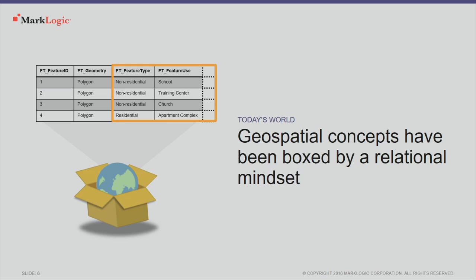Well, I've defined my table of buildings with a geospatial column. They're represented by polygons, and there's a fixed schema associated to that. So for a building, I have a feature type column that defines how this building is used, and I also have a feature used column. There's a fixed schema around how you would define a building in this relational mindset.